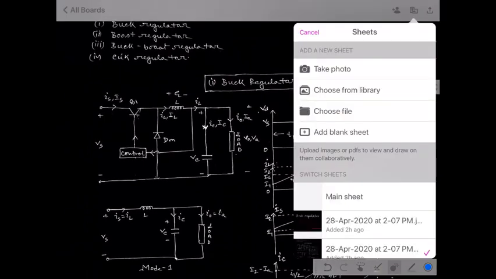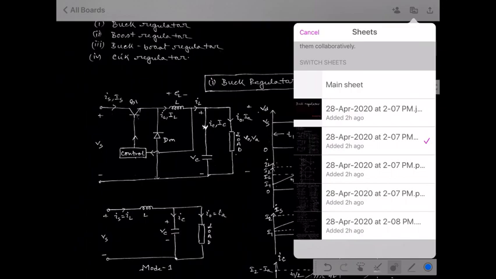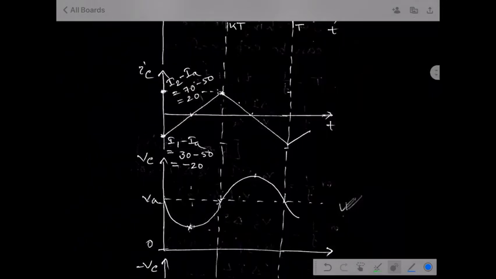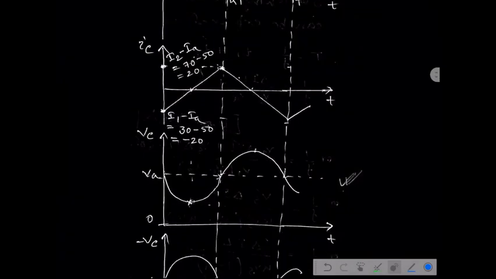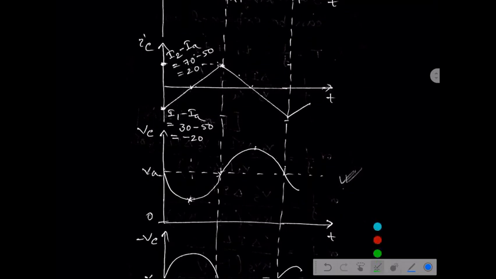Now go through the example. That means now we are going to proceed with the capacitor voltage. When the inductor current gradually decreases from its maximum lower peak to 0, it has started from negative 30 ampere. Here the inductor current is 0.